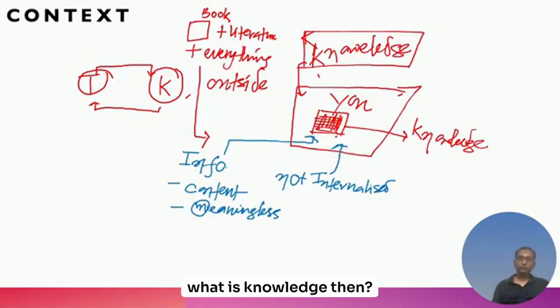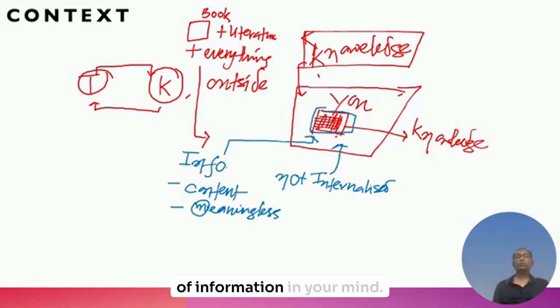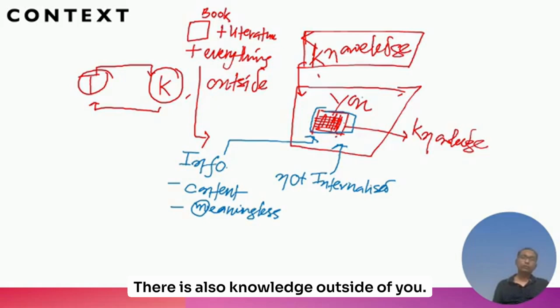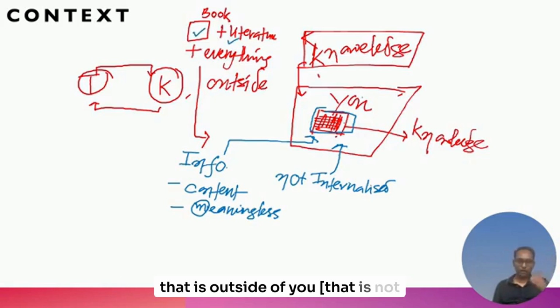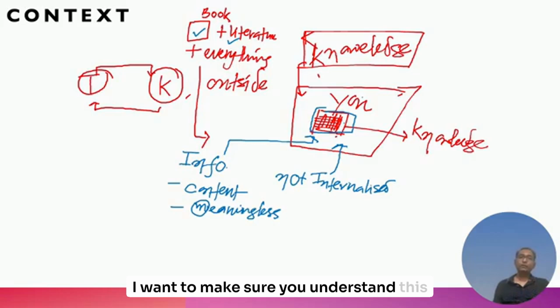What is knowledge then? As we said, knowledge is an organized, meaningful connection of bits of information in your mind. That's knowledge. If this is you, and this is your knowledge, there is also knowledge outside of you, let's say in books, in literature. Everything that is outside of you that is not internalized yet is also knowledge, but not in terms of you and your knowledge base. So I want to make sure you understand this distinction.